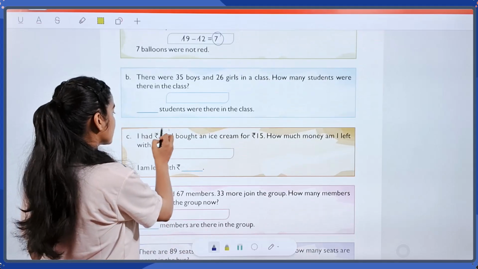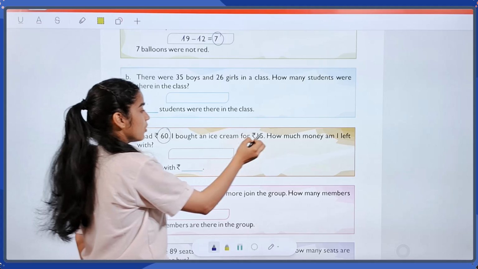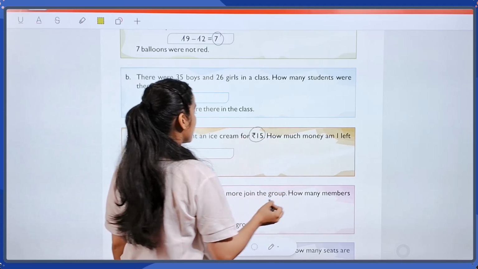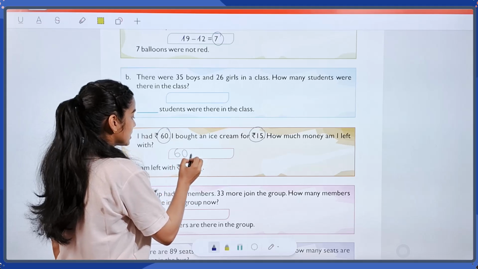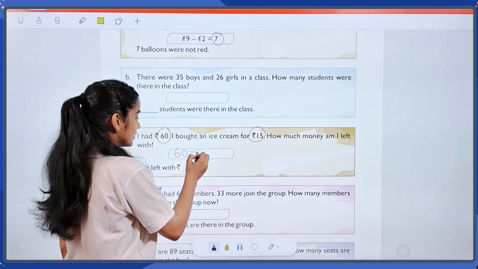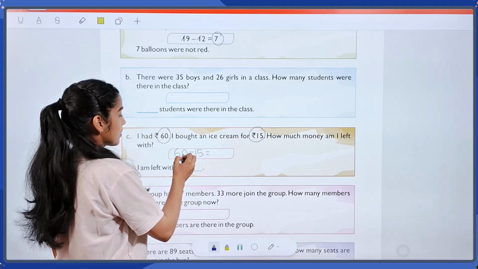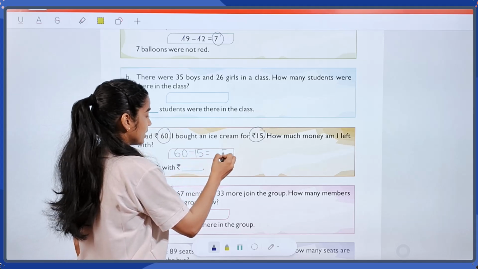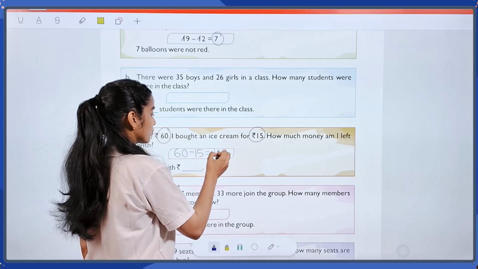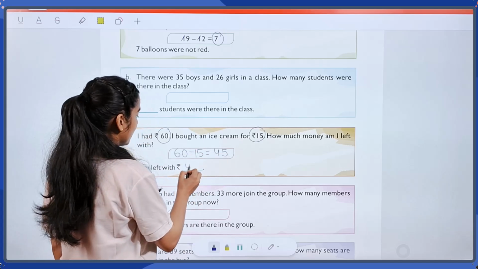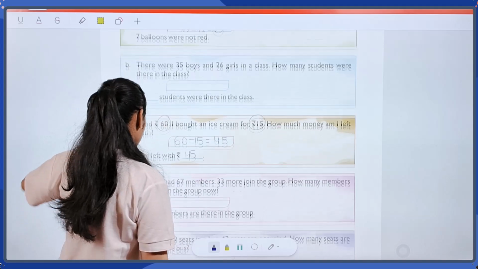Now I had 60 rupees. I bought an ice cream for 15 rupees. How much money am I left with? So again, you have to subtract 60 minus 15, which is 10 minus 5 ones is 5, and 5 tens minus 1 ten is 4. So here is your answer, 45. You are left with 45 rupees.